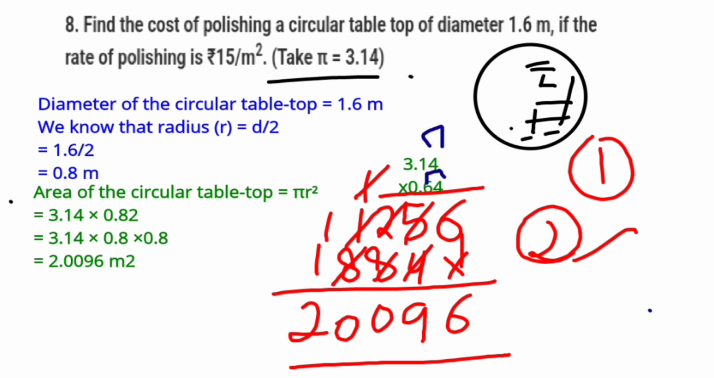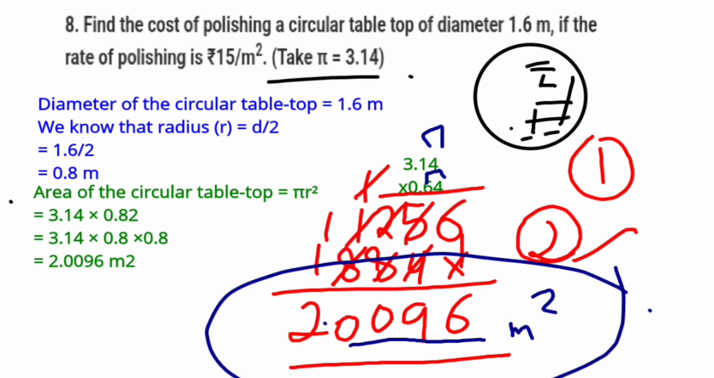3, 4. So you will put the decimal after 4 digits from the right-hand side. 1, 2, 3, 4. So 2.0096 meters square is the area of the circular tabletop. Now we will find the cost.